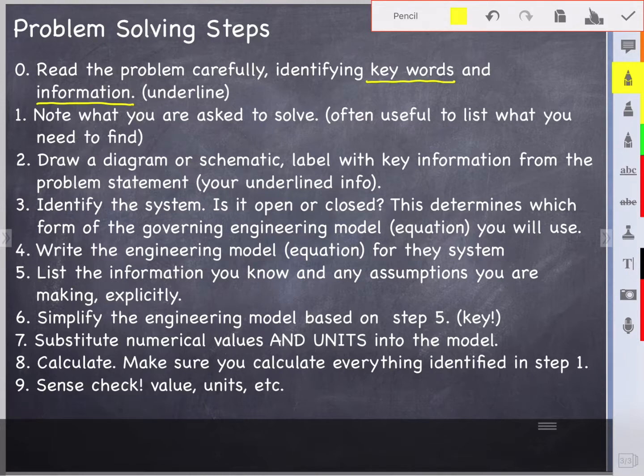In step 7, we're going to substitute numerical values and units, very important, into the model. Sometimes using units seems like a bit of a pain. However, that extra few seconds it takes to write them down can often make the difference between successfully solving the problem or not. And in step 8, we're going to calculate, and we're going to make sure we calculate everything that we've identified in step 1. And then probably most importantly, in step 9, we're going to do a sense check. We're going to make sure the value and the units that we calculate make sense and match what we're asked for.